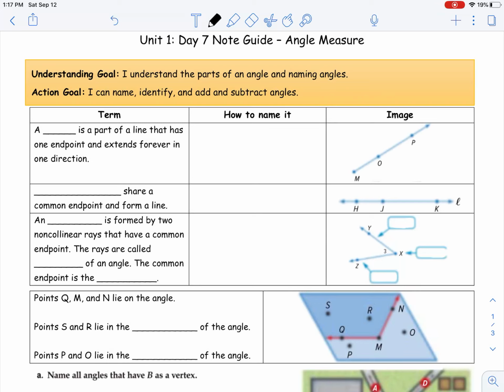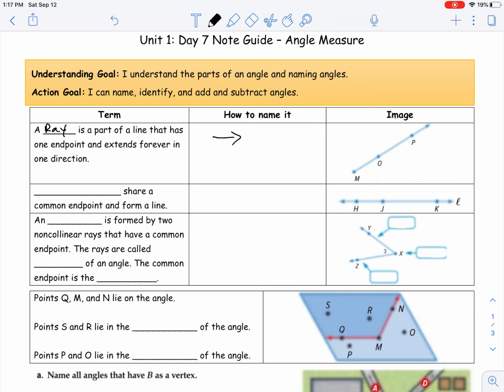Okay, let's go through our angles here. This is the first time we've seen angles, and we're going to talk about how to name them and how to write them. So first of all, our first term is something we've seen before. It is a ray. A ray is a part of a line that has one endpoint and extends forever in one direction. How to name it, we've also talked about this.